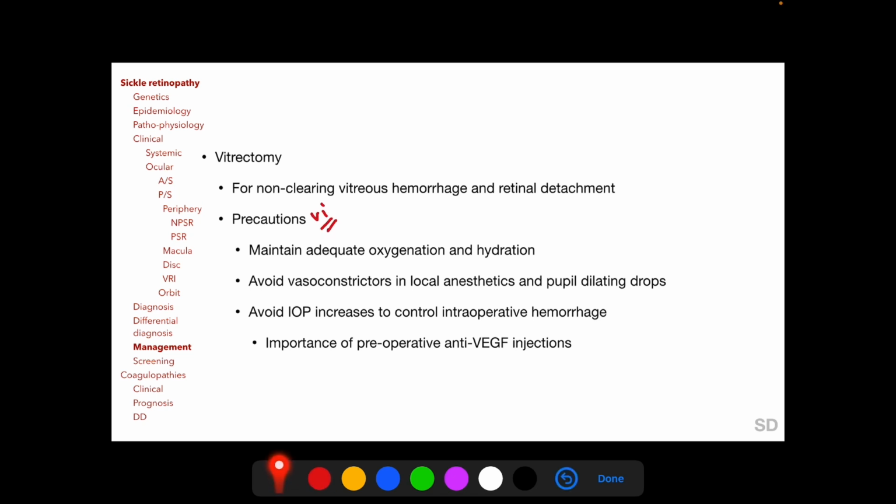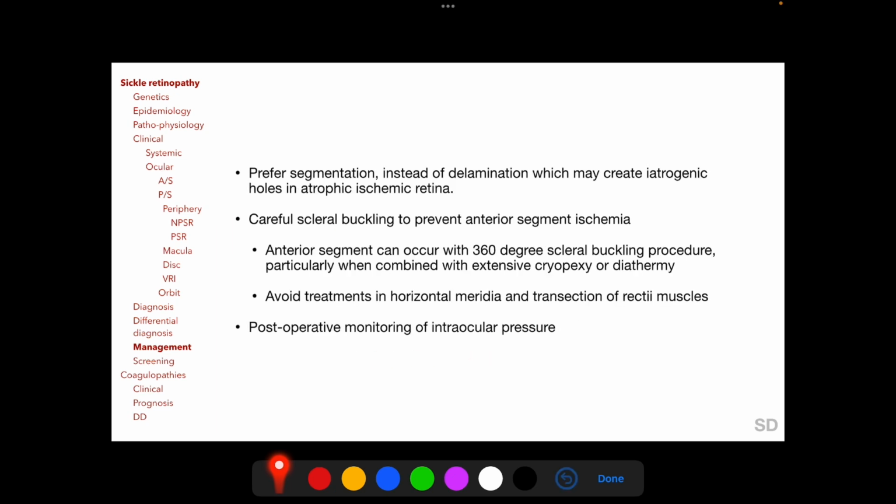These include maintaining adequate oxygenation and hydration, avoiding vasoconstrictors in local anesthetics and pupil dilating drops, avoiding increasing intraocular pressure to control intraoperative hemorrhage, and herein lies the importance of preoperative anti-VEGF injections, preferring segmentation instead of delamination, which may create iatrogenic holes in atrophic ischemic retina. We have discussed segmentation and delamination in the session on proliferative diabetic retinopathy. Scleral buckling should be performed carefully to prevent anterior segment ischemia, and post-operatively intraocular pressure, oxygenation, and hydration should be monitored.